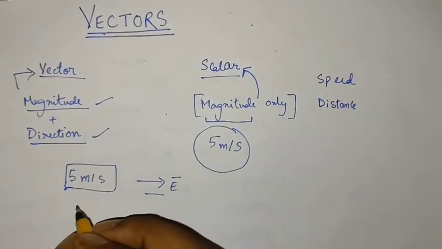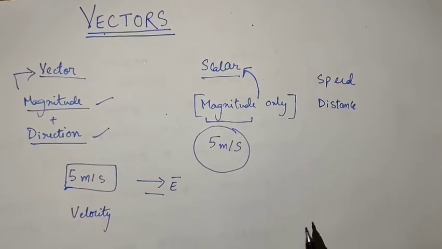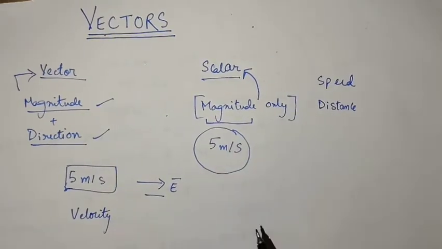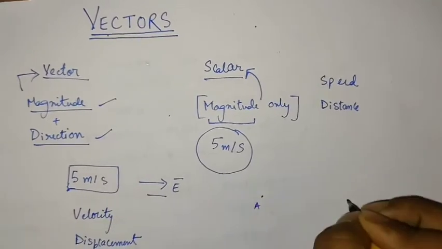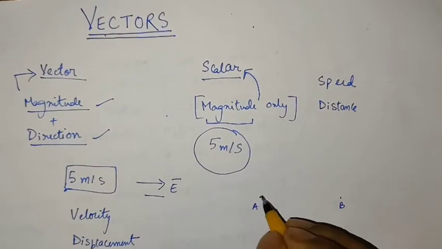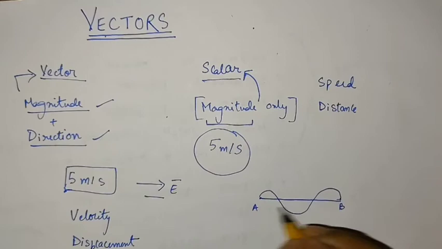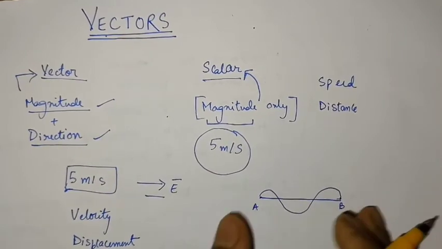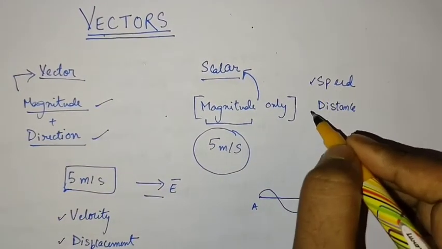So velocity is an example of a vector quantity. We studied about displacement. Displacement is also a vector quantity. What is displacement? If a is at a point and b is at a point, there are many ways to go from a to b. The shortest distance between a to b is known as displacement. So the shortest distance between any two points is known as displacement, and displacement is a vector quantity, and so is velocity.